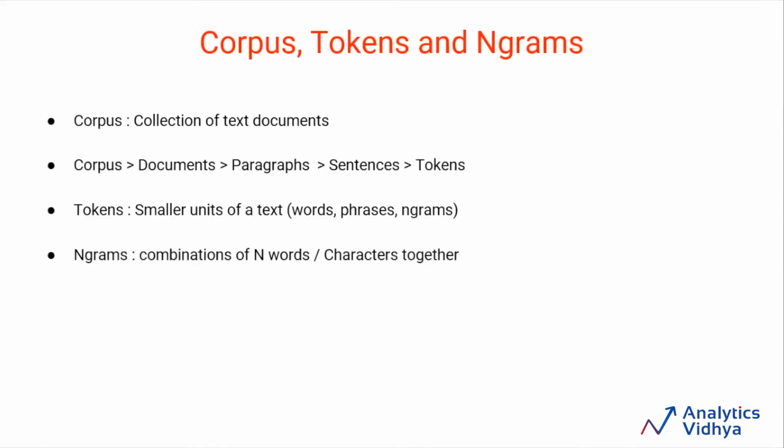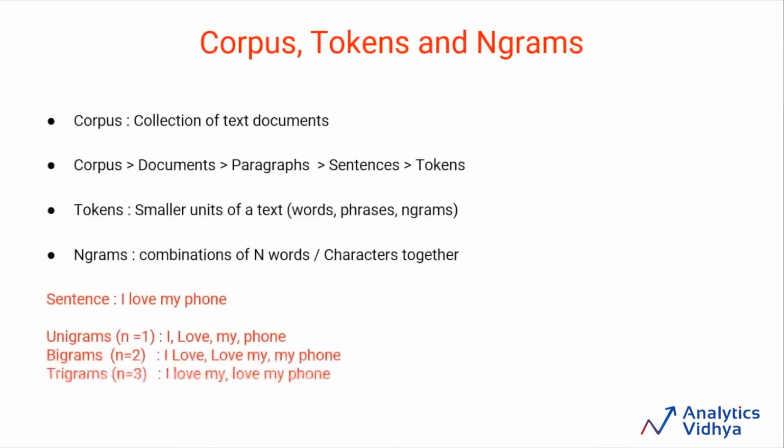For example, consider the following sentence: I love my phone. In this sentence, unigrams are I, love, my, phone. Bigrams are I love, love my, my phone. And trigrams are I love my, love my phone. So unigrams represent one word, bigrams represent two words together, and trigrams represent three words together. N-grams are very useful in text classification tasks, which we will discuss in later videos.